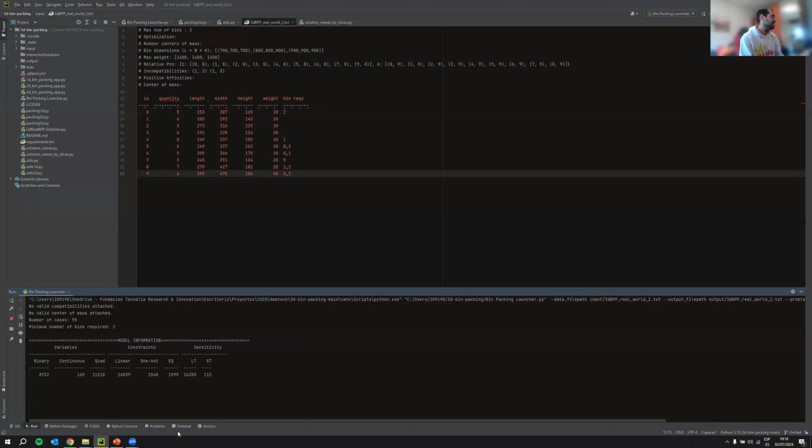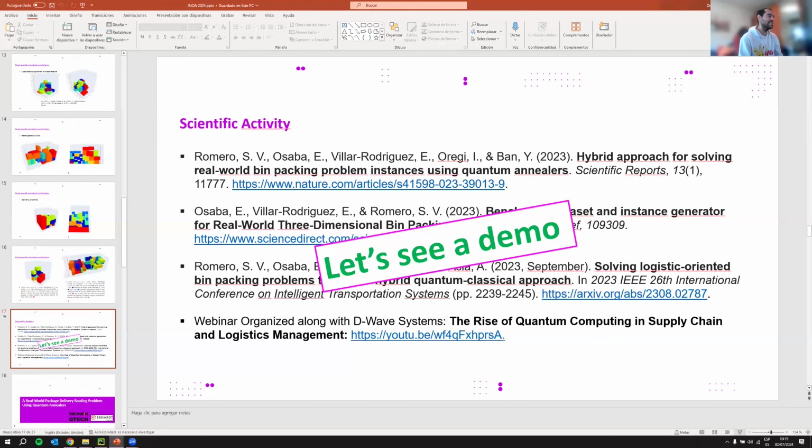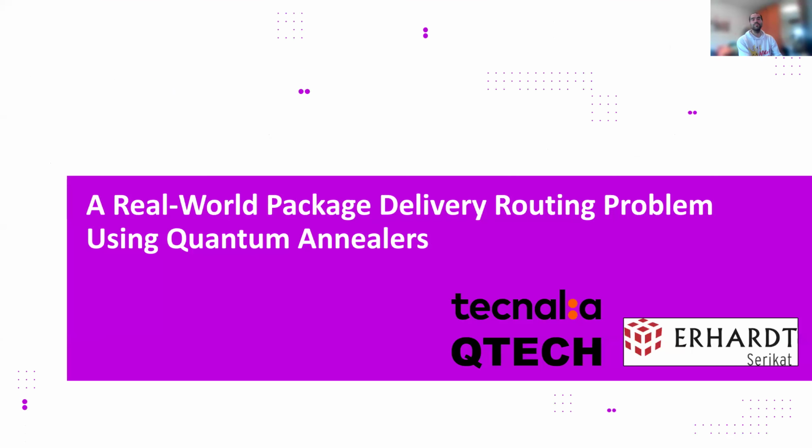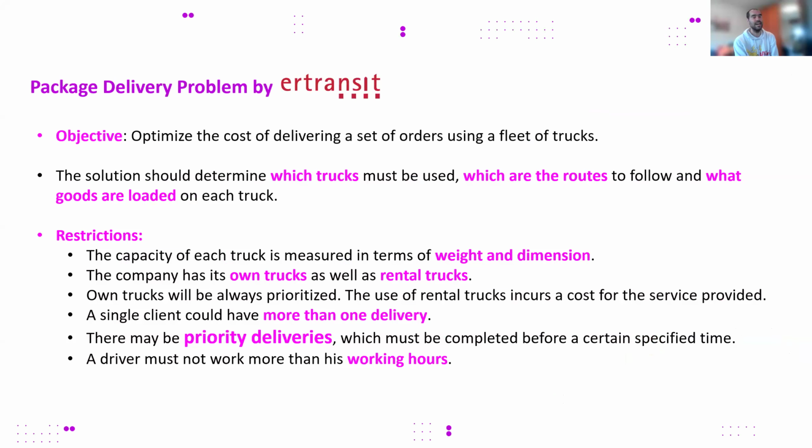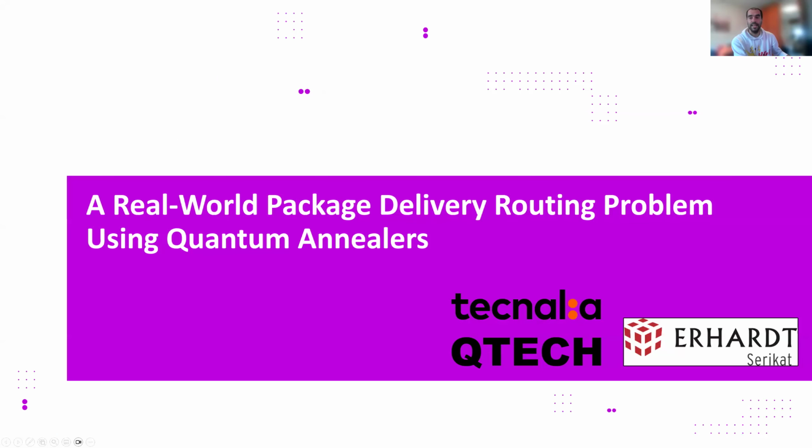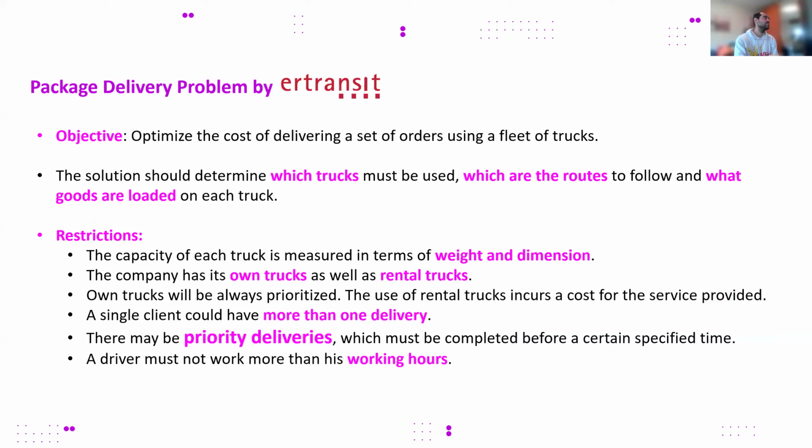So, because it is taking so much time, I'm going to start with the second use case, and then I'm going to show the results when I finish the explanation of the second use case. The second use case is related to a real-world package delivery routing problem. This is a use case that we have developed with Erha Serikat, which is a partner in the Q4Real project. And this use case has been modeled by a logistics company called Air Transit.